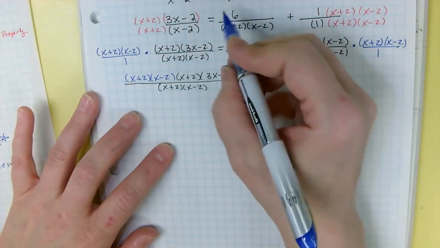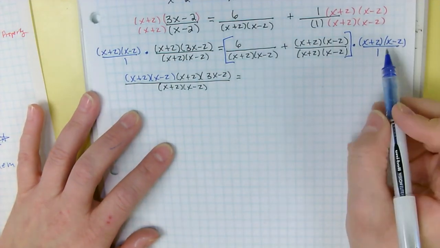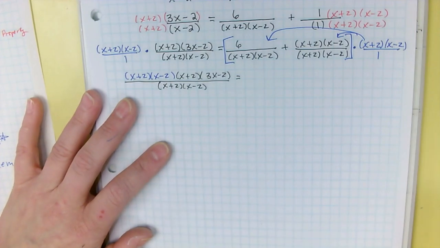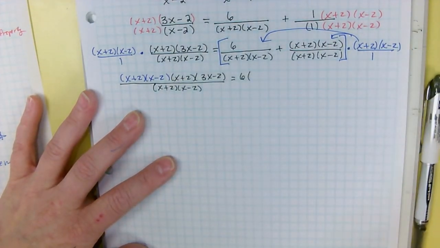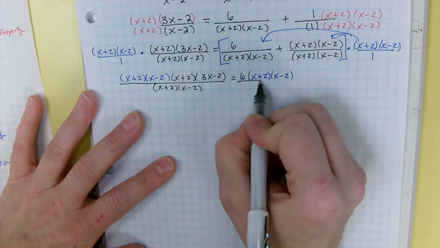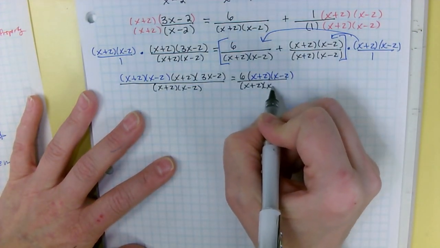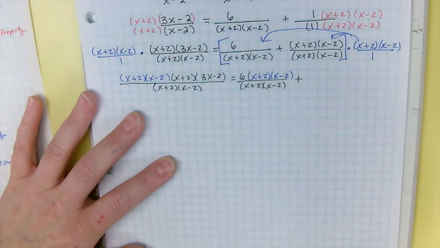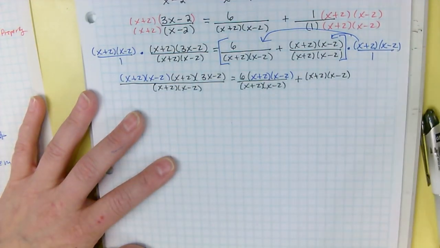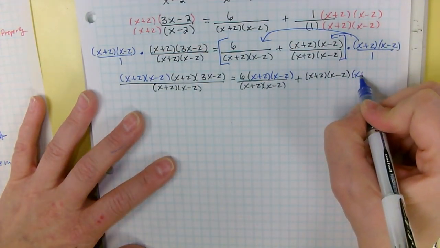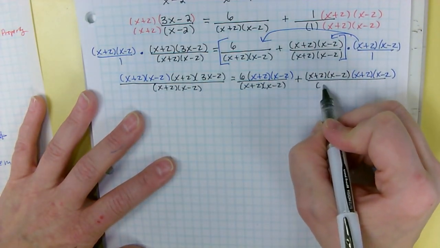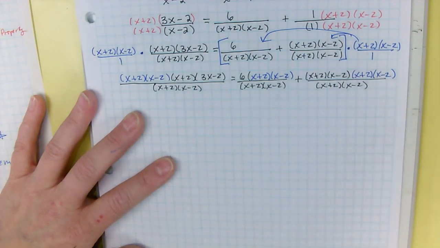Tops and tops. On the right, there was more than one term. So when you multiplied by the LCD over 1, it gets used twice. So I have a 6 times x plus 2, x minus 2 over its denominator, x plus 2, x minus 2, plus I have an x plus 2, x minus 2 times the blue one, x plus 2, x minus 2, all over x plus 2, x minus 2.